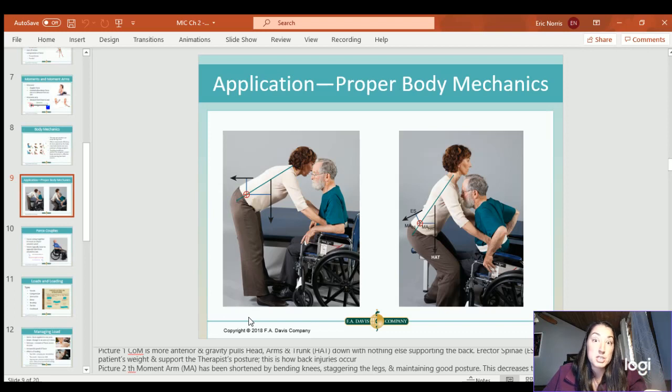So it's a lot of pressure on the therapist's back in that position, and that is how low back injuries happen. So the main thing that you want to do differently, you want to stagger your legs, wide base of support, and stagger it a little bit so that you can shift forward and backward, side to side without losing your balance.